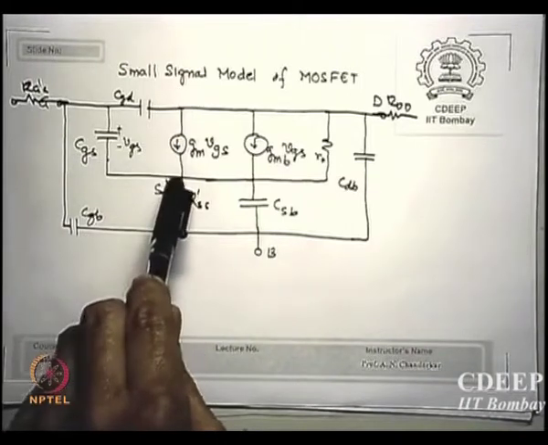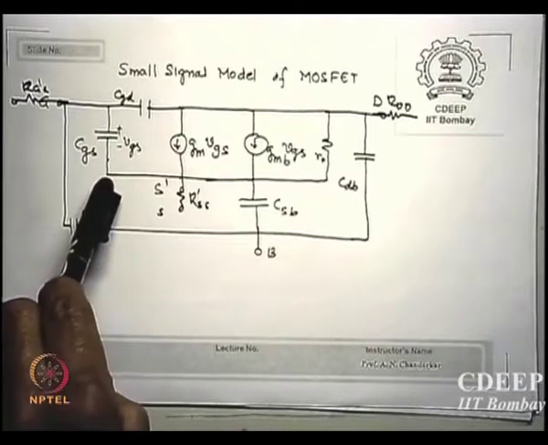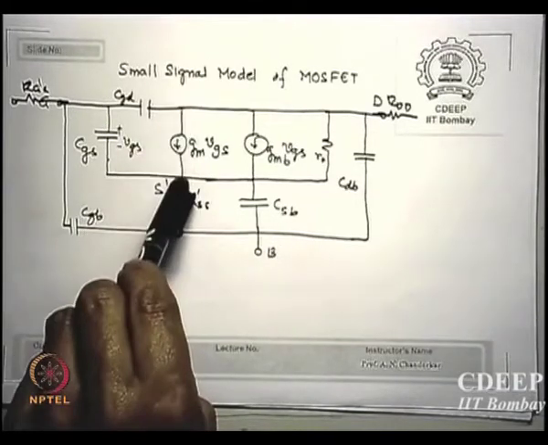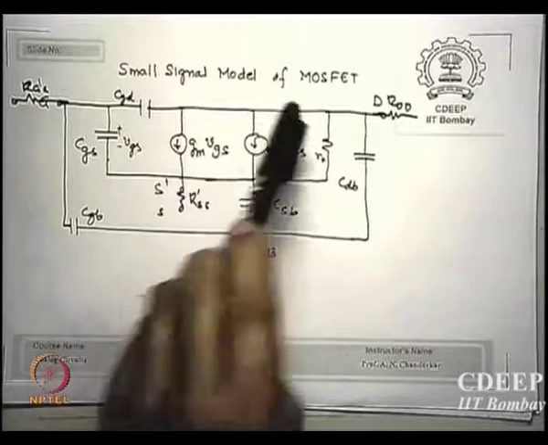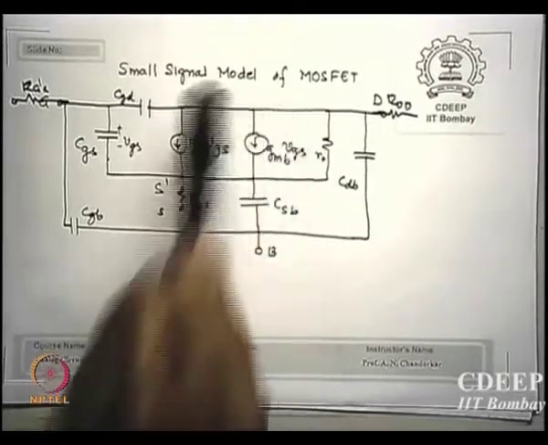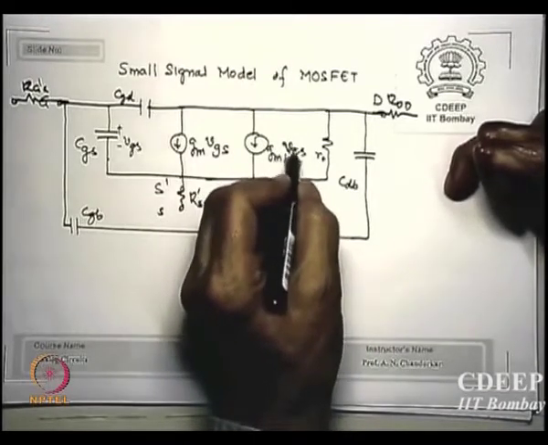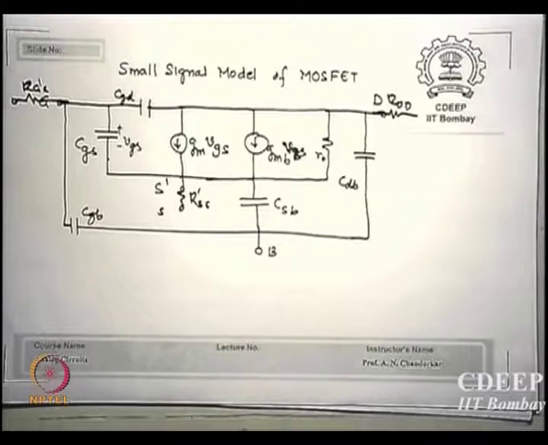gm VGS is the current source proportional to your VGS. Input is VGS, gate to source. The current source at the output is gm times VGS. This is our RGS. Now the term which I have not yet explained is gmb times VGS, no, I am sorry. It should be VBS. I made a mistake, that is why I think you might have got worried. VSB, or VBS. Okay, I am sorry.